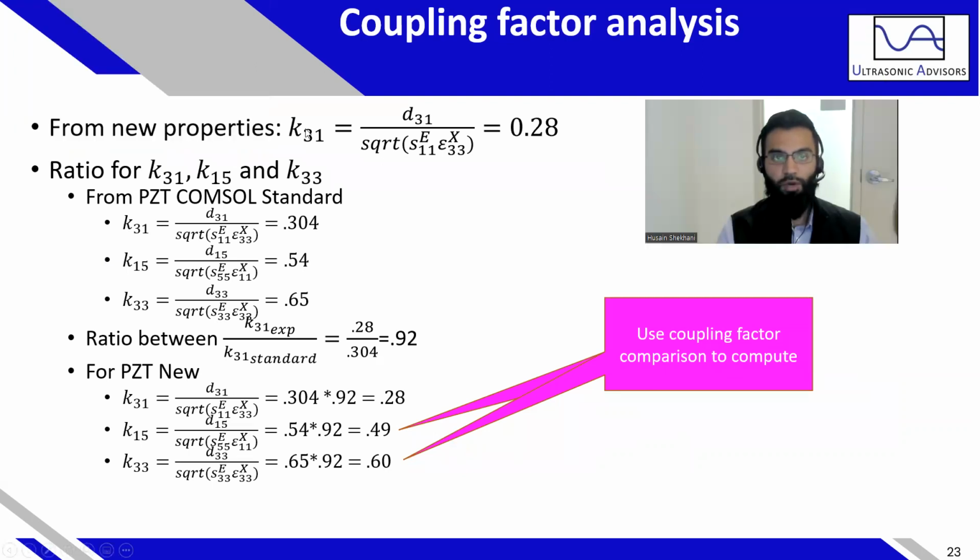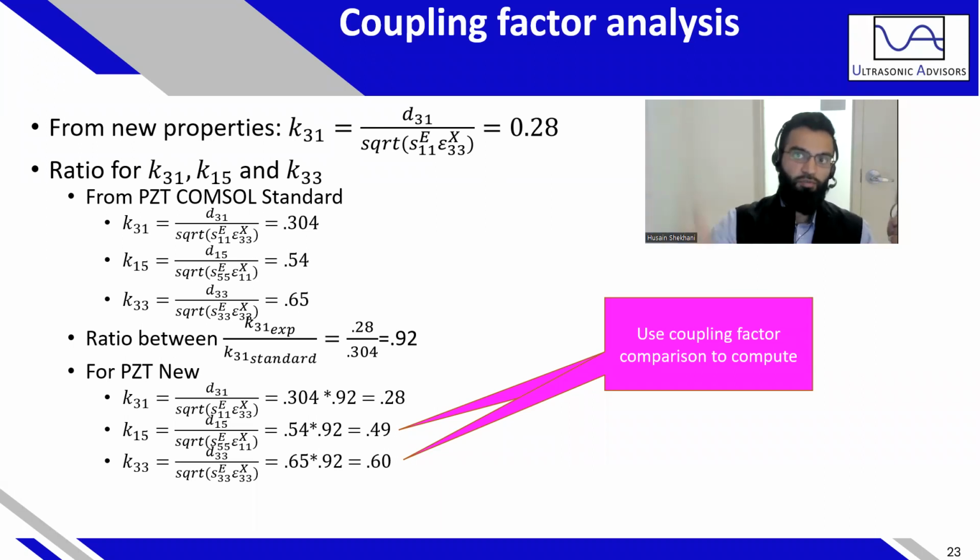From the new properties that we just calculated from our optimized model, we have a K31 coefficient of 0.28. So we have the coupling factor for the D31 mode is 0.28. We have to note that the original COMSOL values gave a coupling factor of 0.34 for the same mode type. That's important to note, because this material has lower piezo coupling, likely a lower spontaneous polarization. Everything that's included in that has a lower polarization, or has lower coupling factor than the COMSOL. So we have to adjust all the coupling factors.